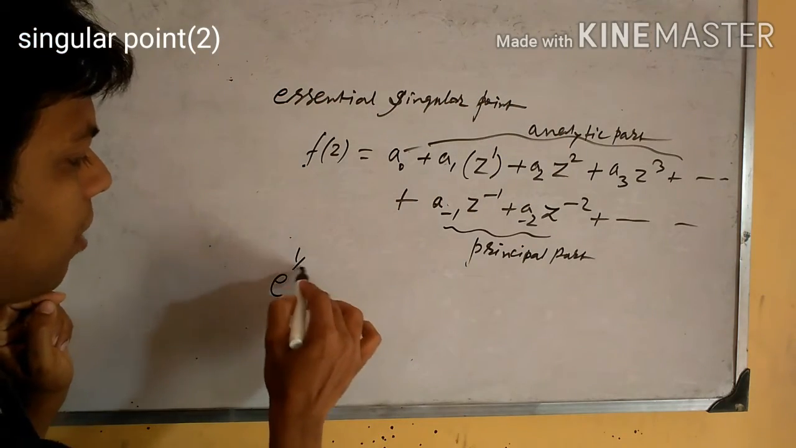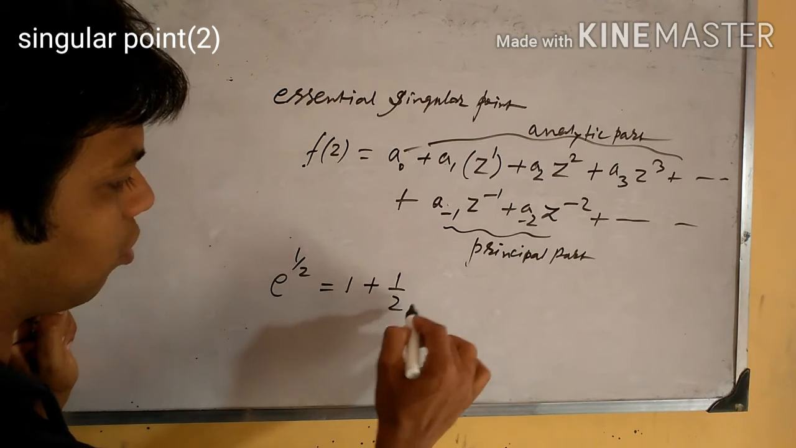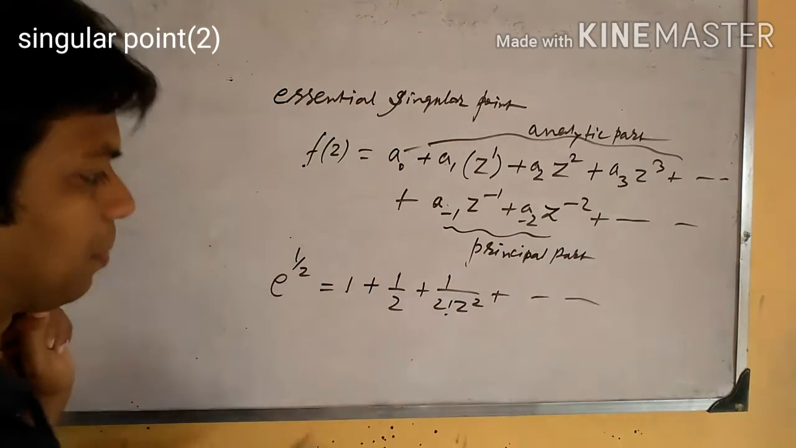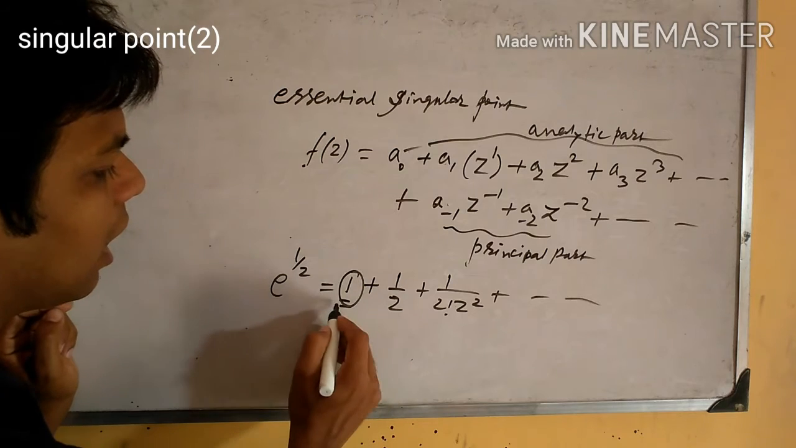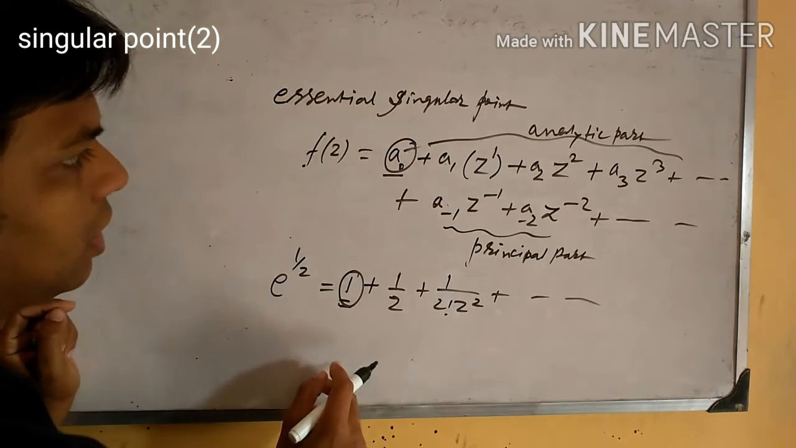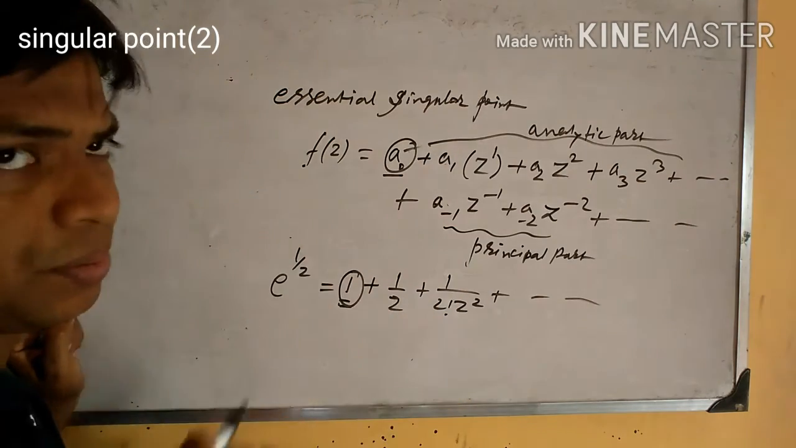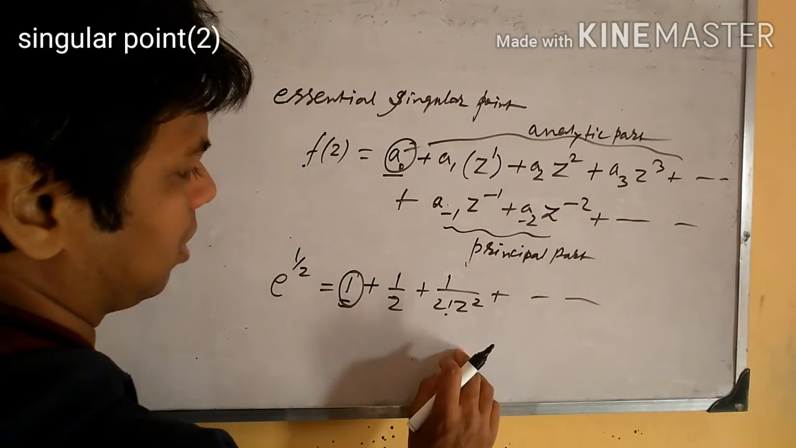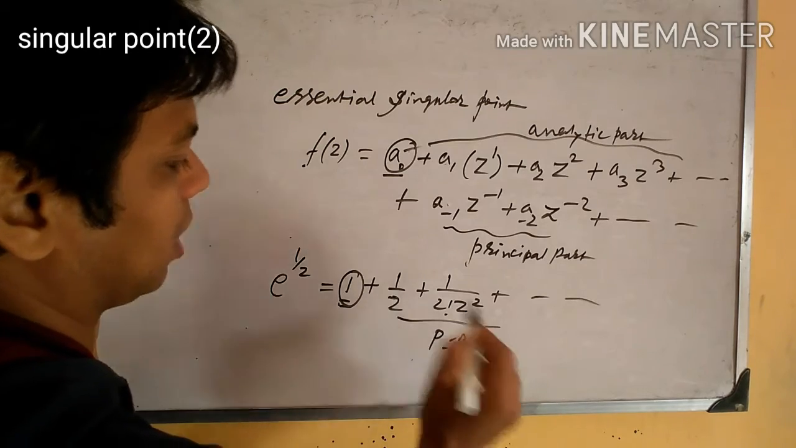We take a function e to the power 1 by z. This is written as 1 plus 1 by z plus 1 by 2 factorial z square plus and so on. So this 1 is the only analytic part, comparing with a0 only. There is no other analytic term here. But all the remaining terms, infinitely many, are the principal part.